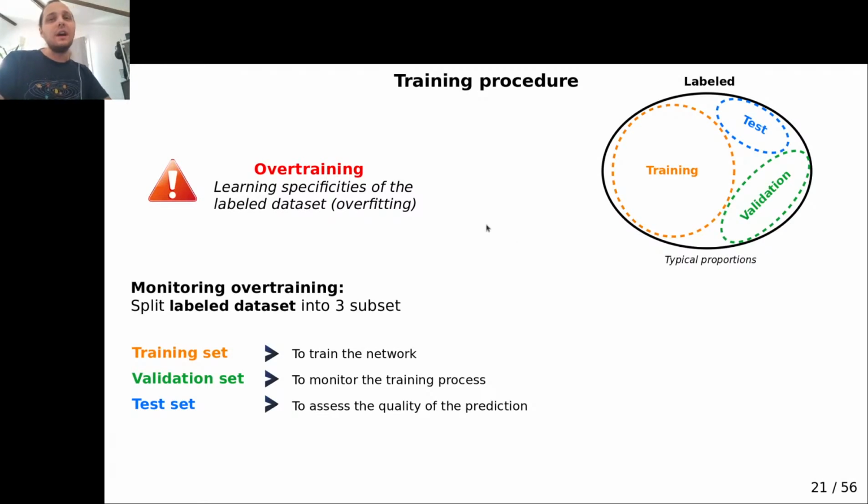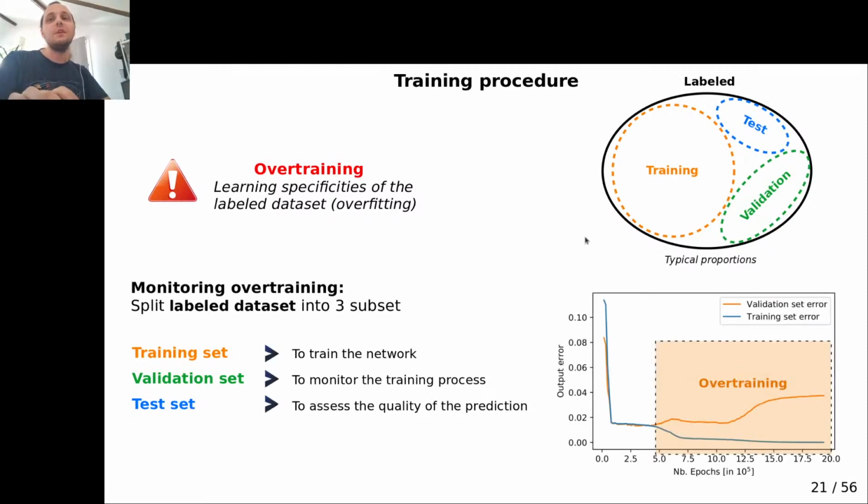So what we look at when we want to prevent overfitting is the evolution of the error of the validation set and the training set. You can see that at the beginning they are following the same trend, but at some point they will diverge, because the network will learn specificities of the training set, while the error of the validation set will rise, meaning that we have started to overtrain the network.